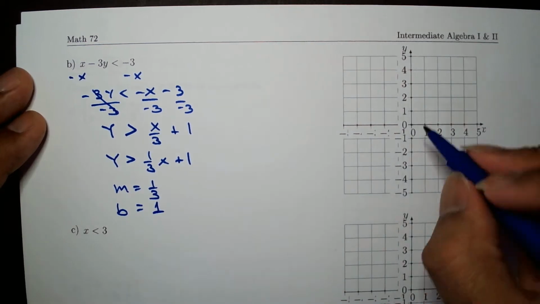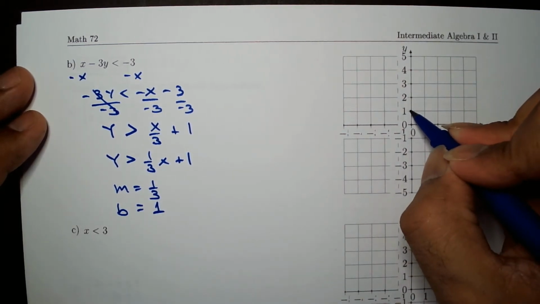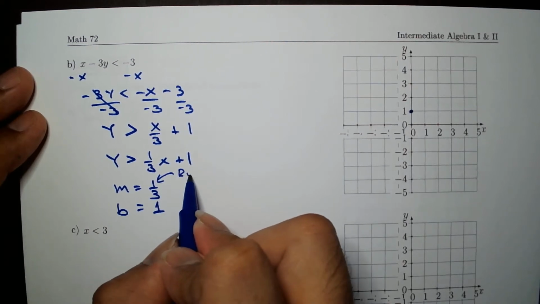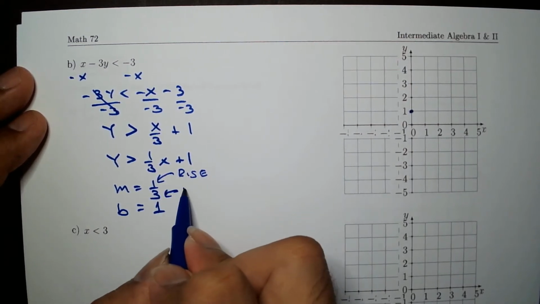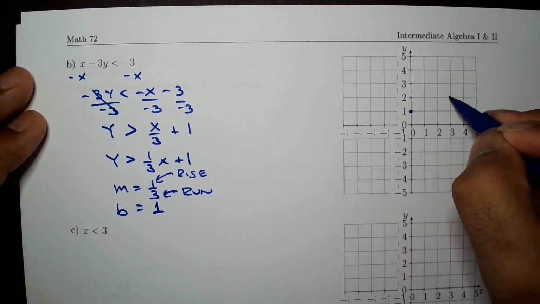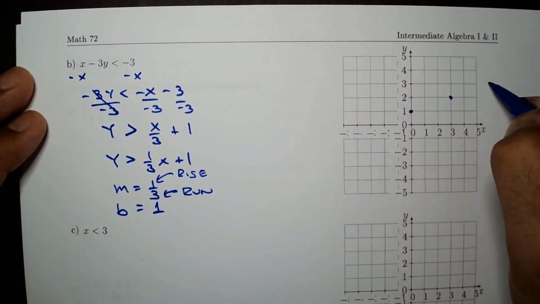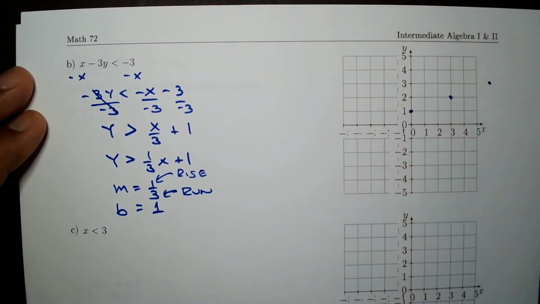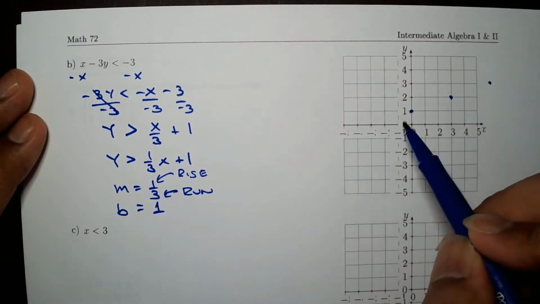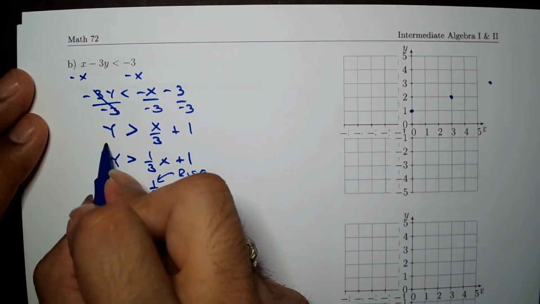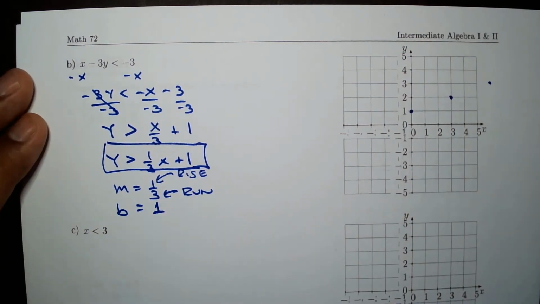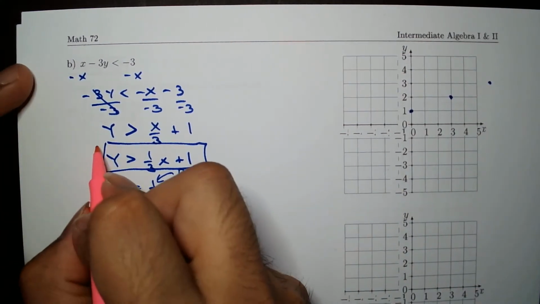So I'm going to go to 1 here, and then from here I'm going to rise 1 unit, run 3 units. Rise 1, run 3. So I'm going to draw a line that connects those 2 points. Okay, so that's the line I'm graphing. Let me box it. Let me actually use a different color. Why not?